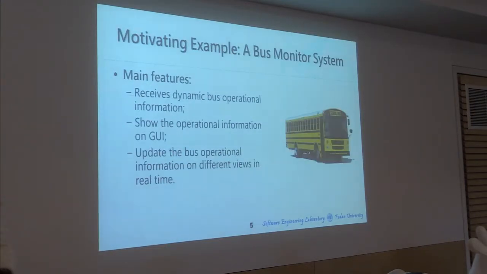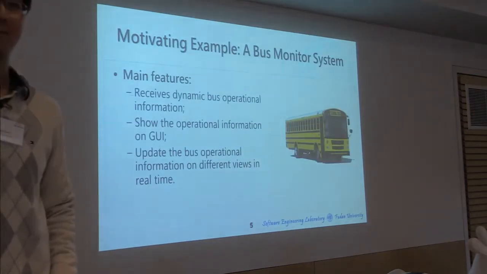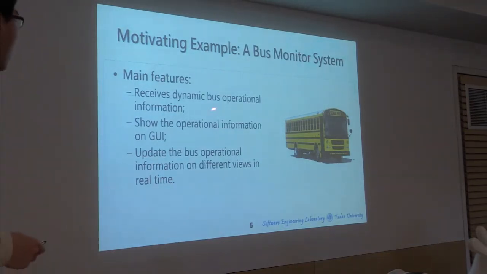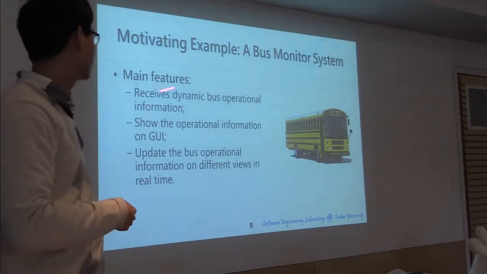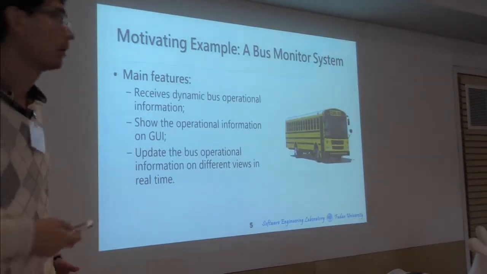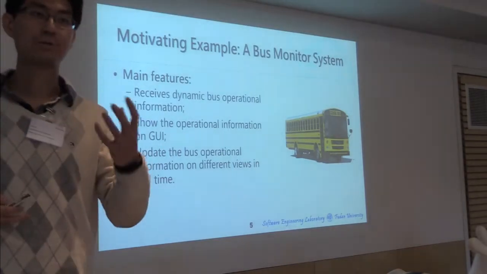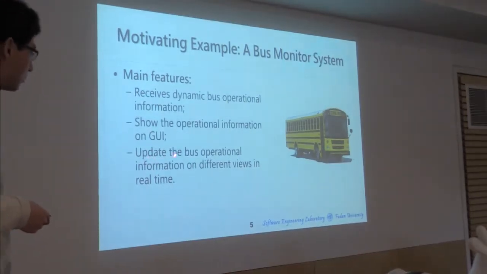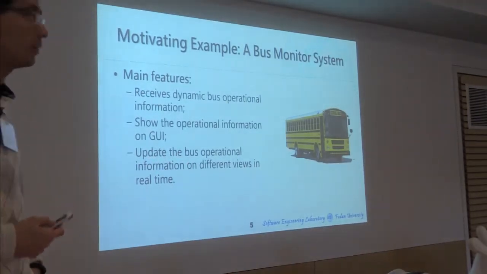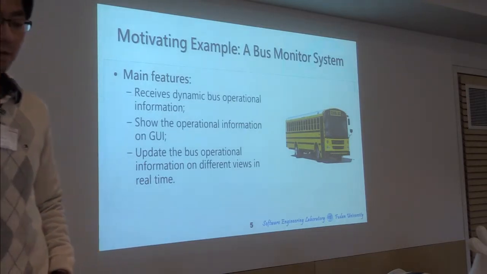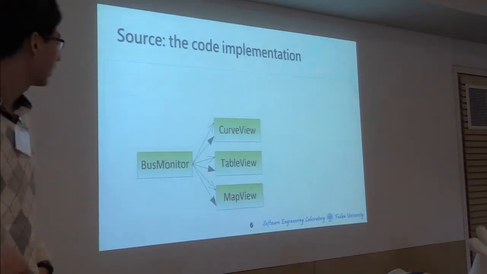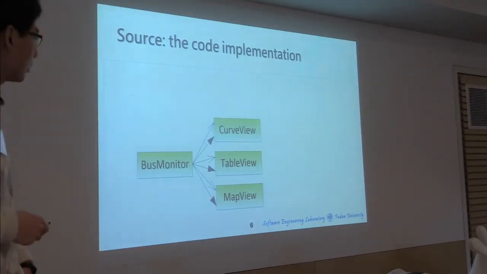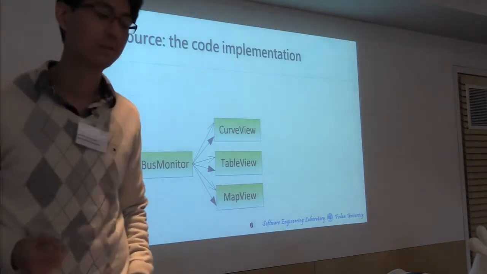Now let me give a simple example to show how our refactoring navigator works. The motivating case is the bus monitor system. The main features are receiving the dynamic bus information, and it also shows the operation information on the GUI. And also, more importantly, we need to update the bus operational information on different views. The current implementation is like this, and the bus monitor class interacts with 3 different views, and such an implementation will have 2 design problems.